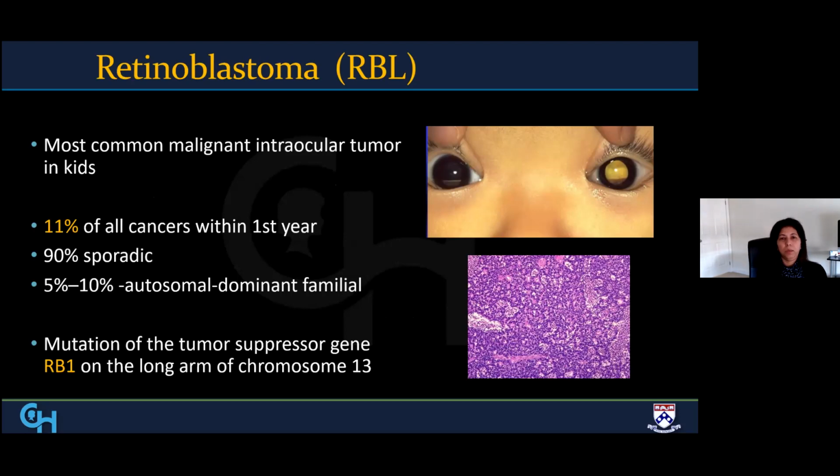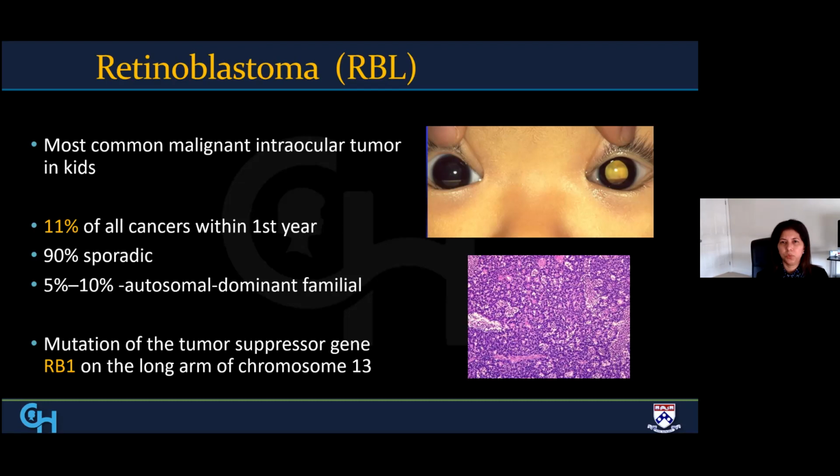This is the most common malignant intraocular tumor in children, the majority of whom will occur below the age of 1 year. This accounts for about 11% of tumors in the first year of life. A majority of these are going to be sporadic, but about 5 to 10% are familial and inherited in an autosomal dominant manner. The mutation is on the RB1 gene, on the long arm of chromosome 13, that results in this germline RB1 mutation, which is responsible for the familial type of retinoblastoma.